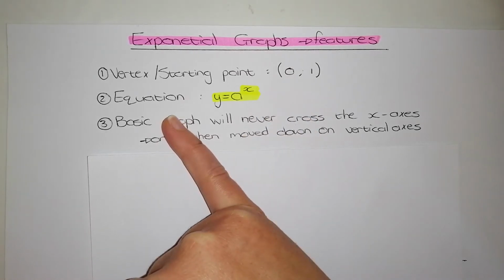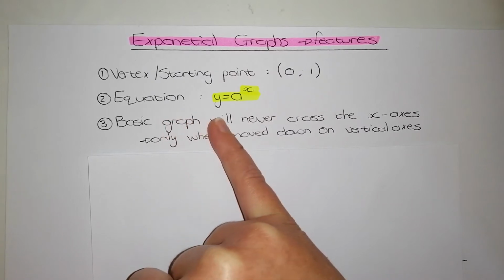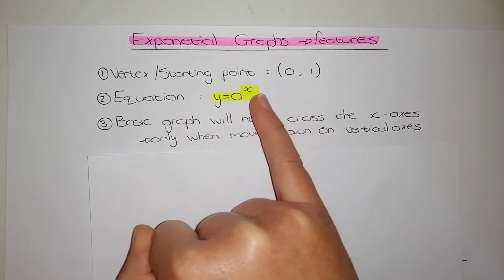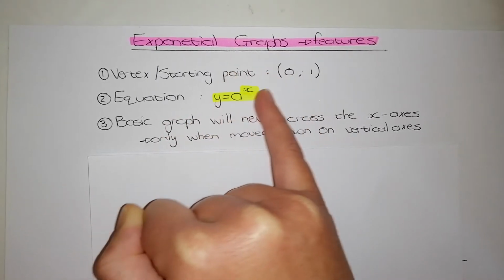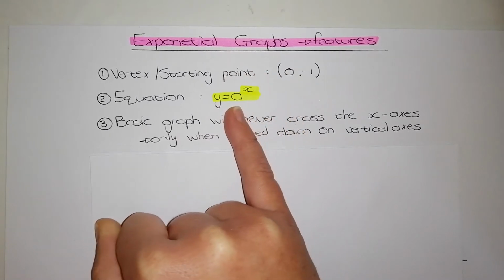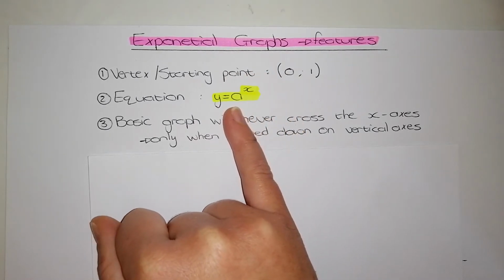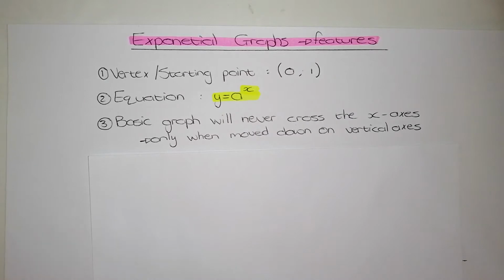The equation for an exponential graph is y = a^x, where once again x is the movement on the x-axis and a is how steep or how flat my graph is. The third one is the basic graph will never cross the x-axis, only when it is moved on the vertical axis and it is moved downwards. That's the only time that it will cross the x-axis.